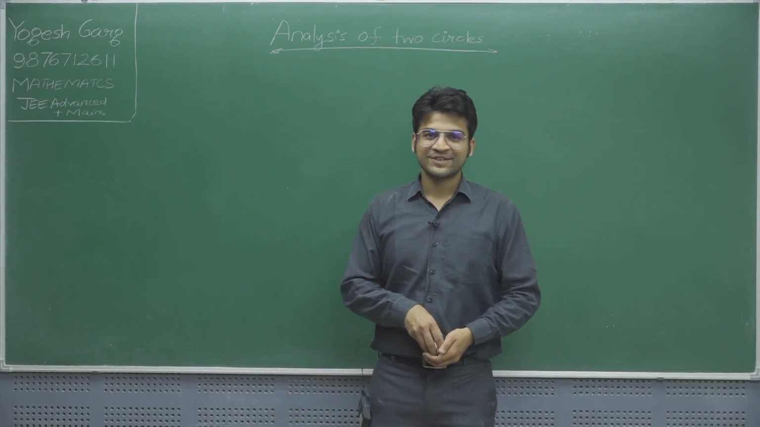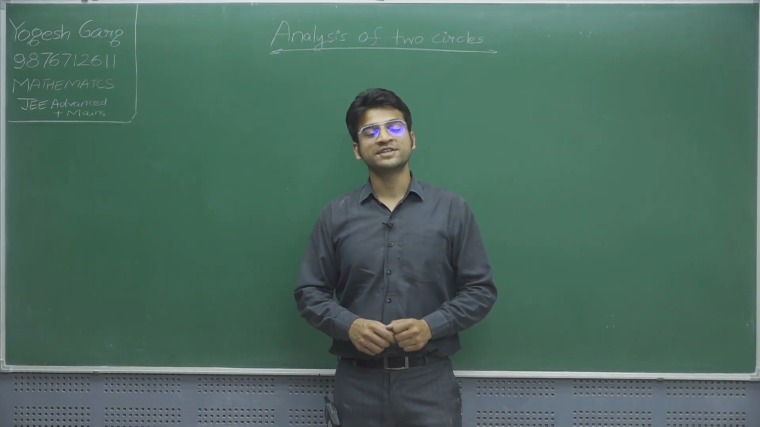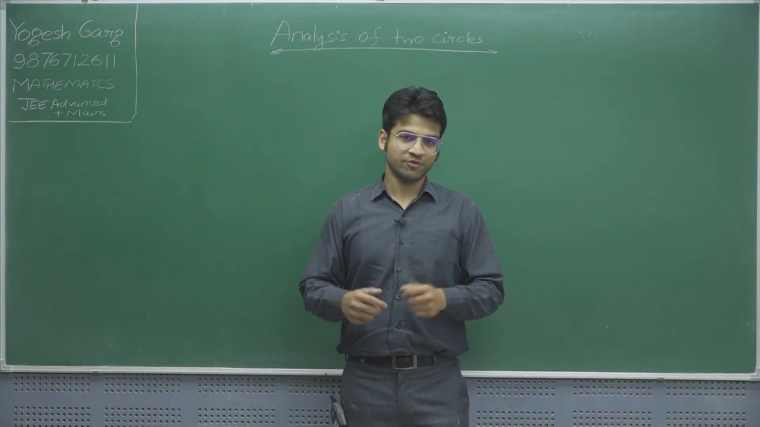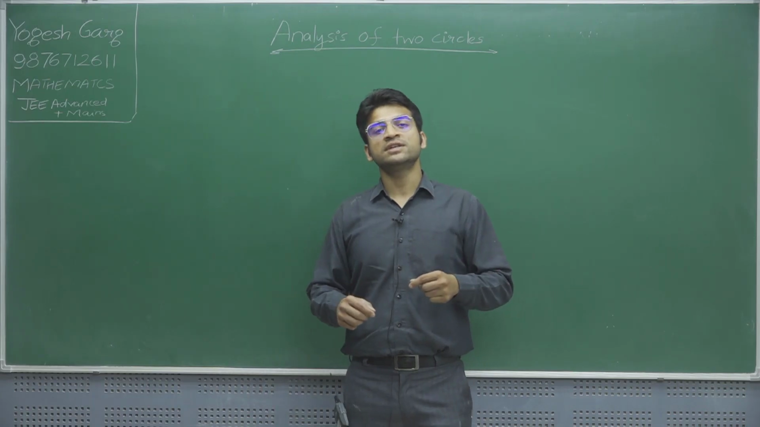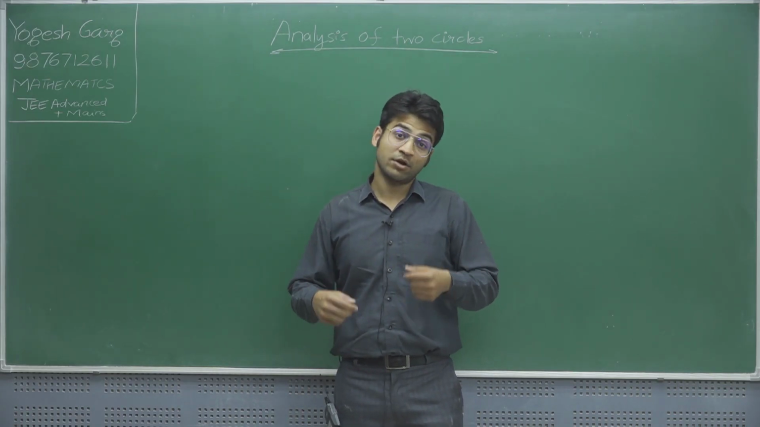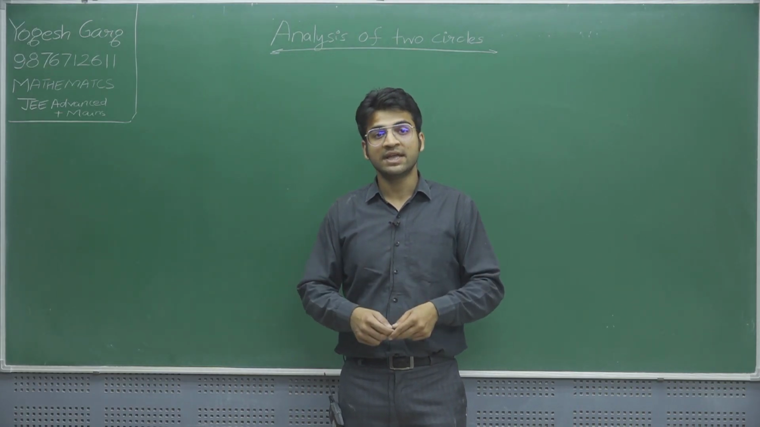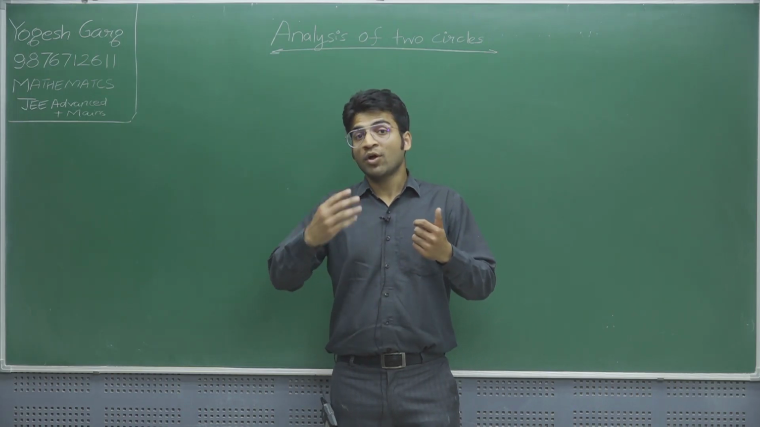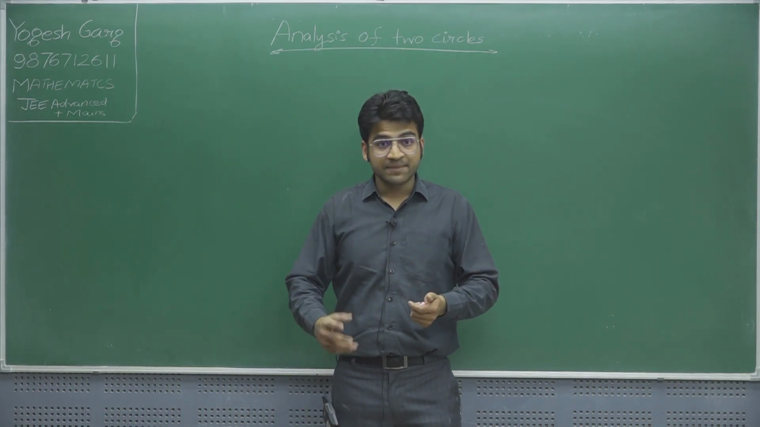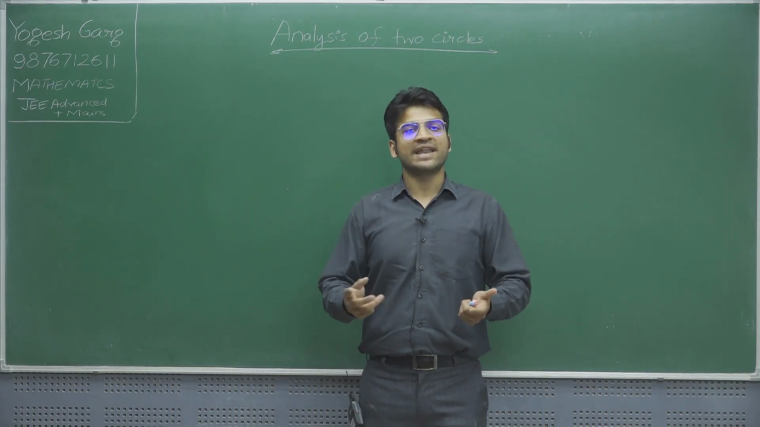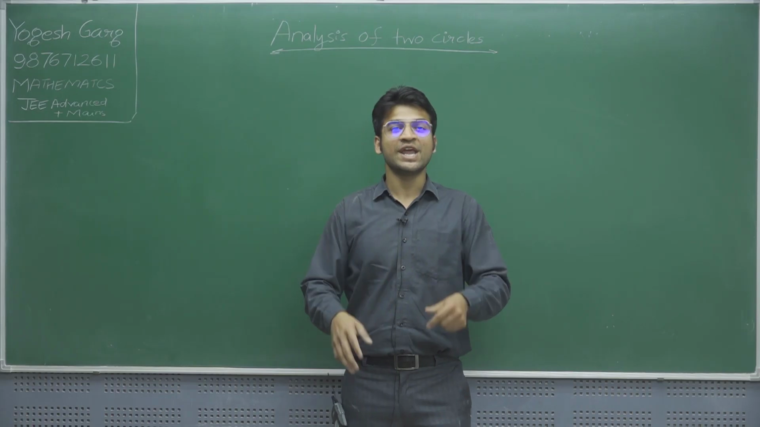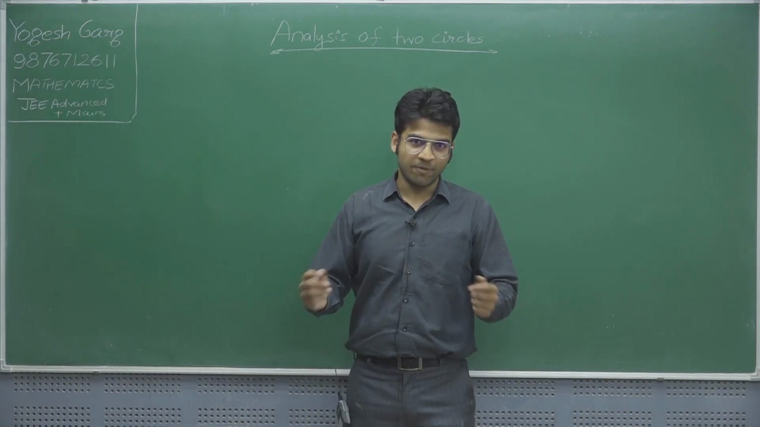Hello everyone. So in this session, we are going to study the analysis of two circles. That is, we will be discussing whether two circles intersect, do not intersect, touch externally, or touch internally, what the number of common tangents is in each case, and also we will find the equation of common tangent and the length of direct and indirect common tangent.